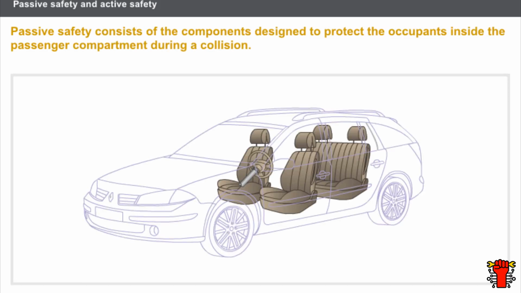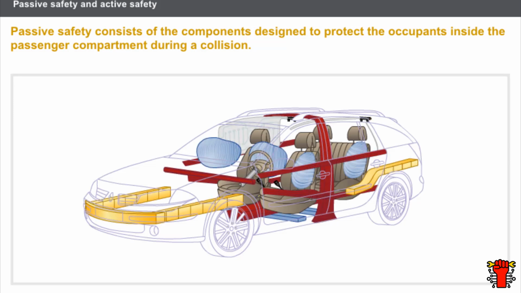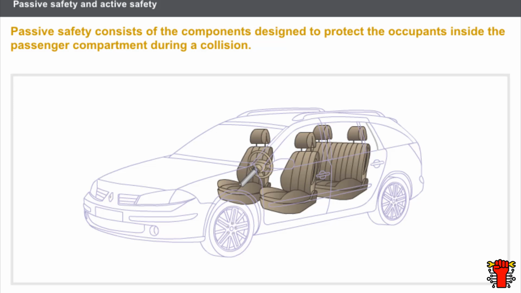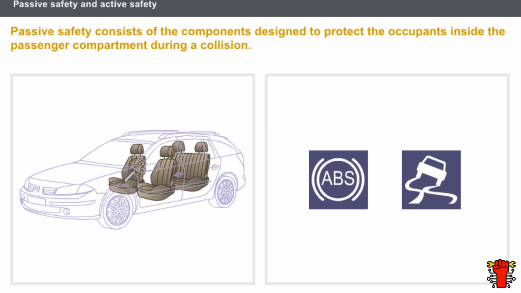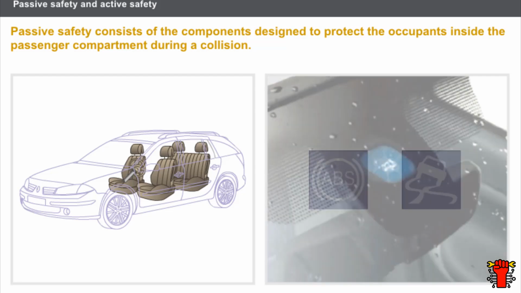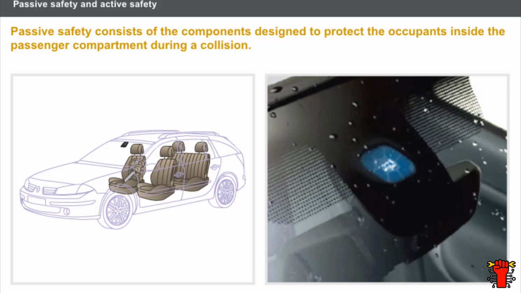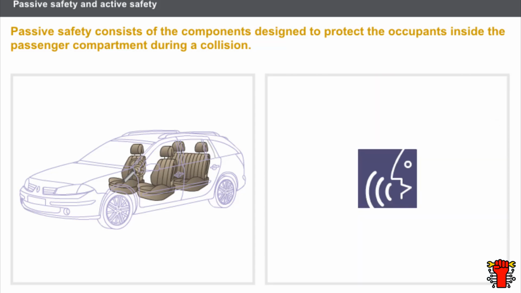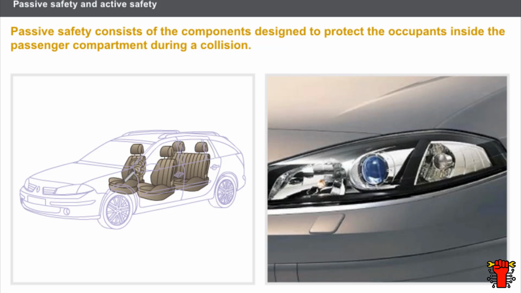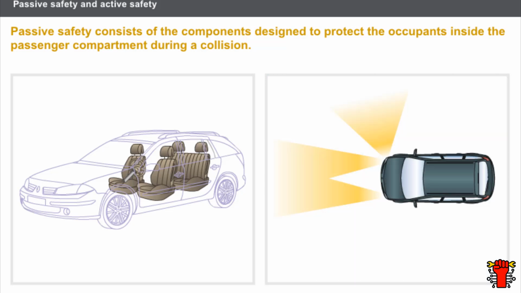Now let's take a look at the difference between passive safety and active safety. Passive safety consists of the components designed to protect the occupants inside the passenger compartment during a collision. Active safety consists of the systems which contribute towards the prevention of an accident. Active safety consists of the following components: the ABS and electronic stability program, intelligent screen wipers, the voice synthesizer, xenon headlamps, or cornering lights.